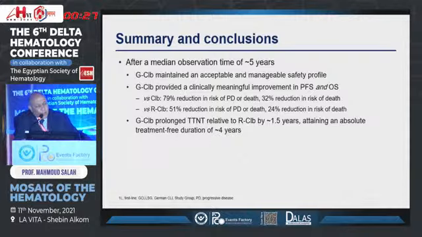So Gazyva chlorambucil prolonged the time to next treatment relative to R-chlorambucil by 1 to 1.5 years, attaining an absolute treatment-free duration of 4 years. So this combination, Gazyva and chlorambucil, was FDA approved as a class 1 for the treatment of elderly patients with comorbidity and CLL.